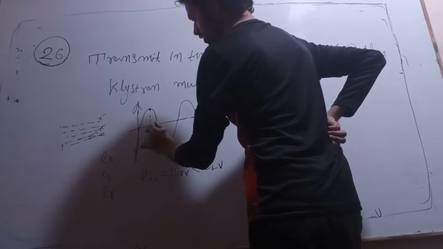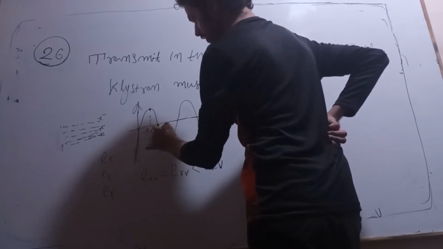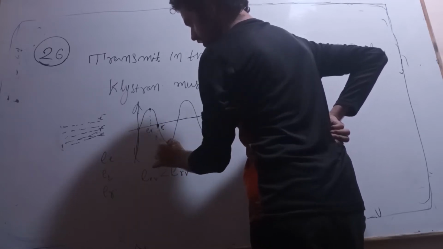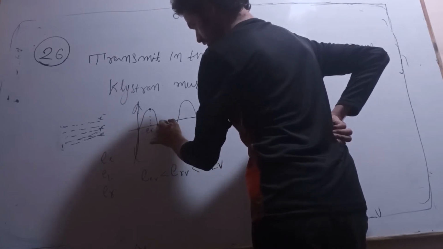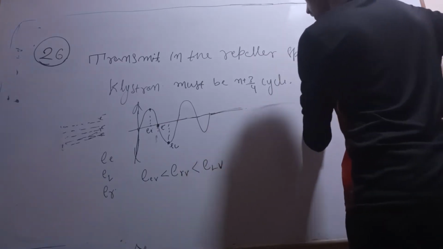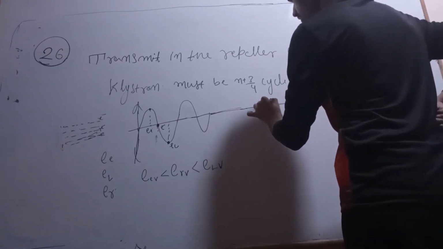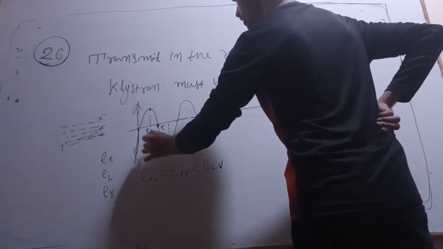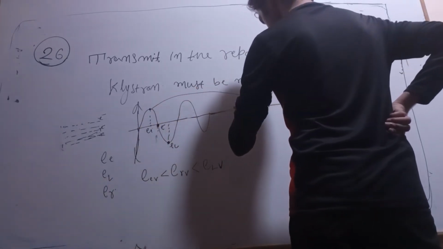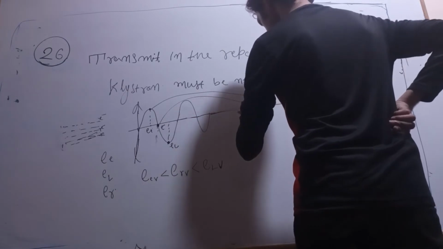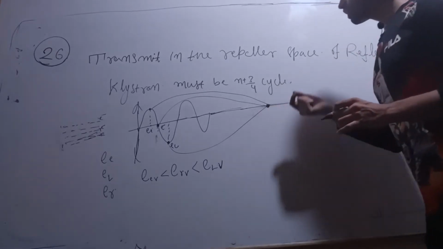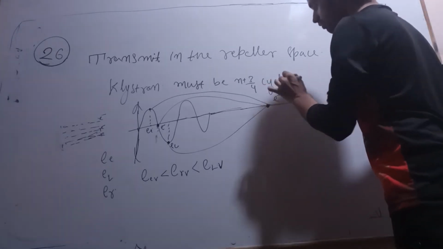Early electron will move from here, the reference electron will move from this point, and the late electron will move from this point. Now, after that, this is the catcher cavity side, and this side is the buncher cavity. At the buncher cavity, all these electrons will reach the same place.